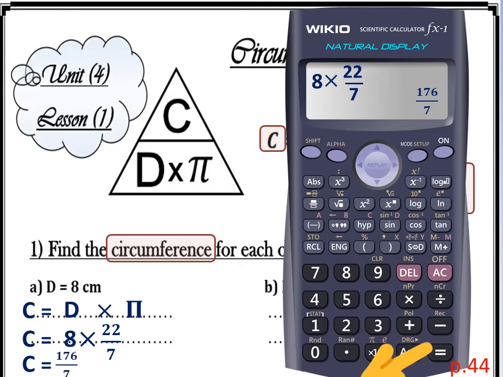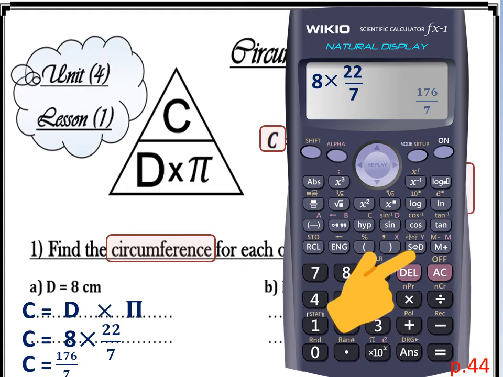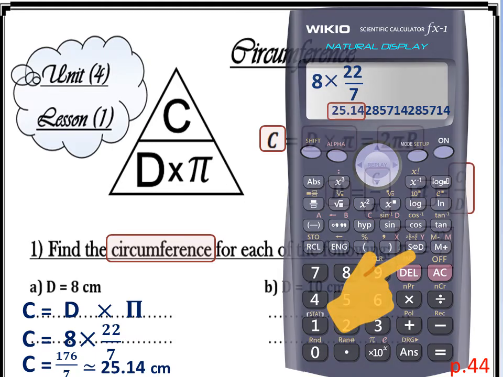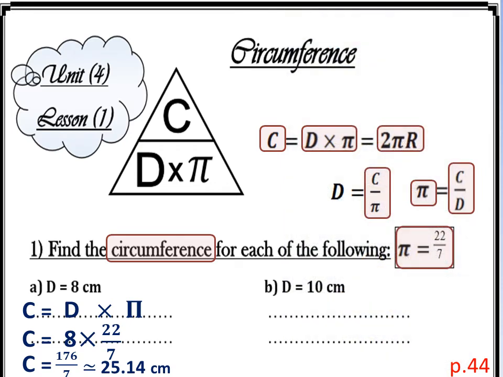176/7. So the answer C equals 176/7. We can write this fraction as a decimal number. How can we do it? We click SD, this button, so it will be 25.142857 and so on. Are we going to write all this number? No, we are going to approximate it. Take the first two decimal places, so it will be approximately 25.14 centimeters. Don't forget the unit.